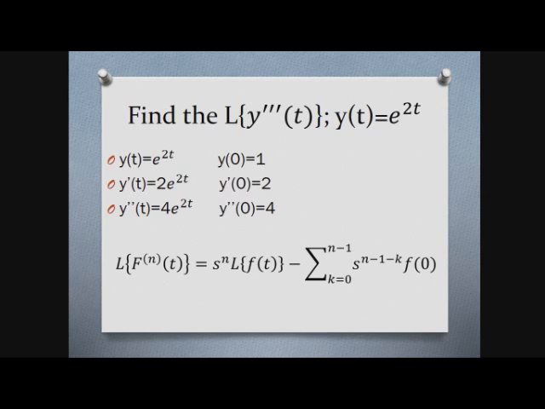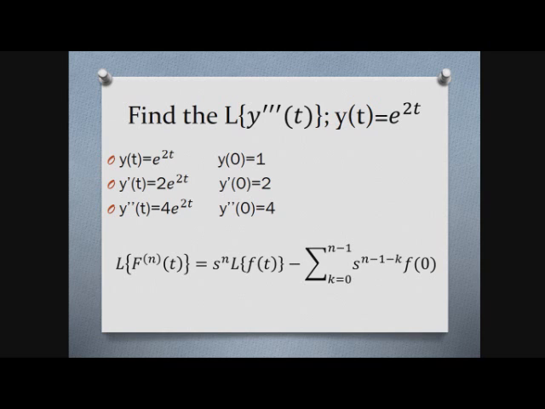Having the function y of t equals e to the 2t, we substitute 0 to t and we get 1 for y of 0. After that, we get the first derivative of the function, which is 2e raised to 2t. Substituting 0 again to t, we get 2 for y prime of 0. After that, we get the second derivative of the function, which is 4e raised to 2t. Substituting 0 again, we now get 4 for y double prime of 0.